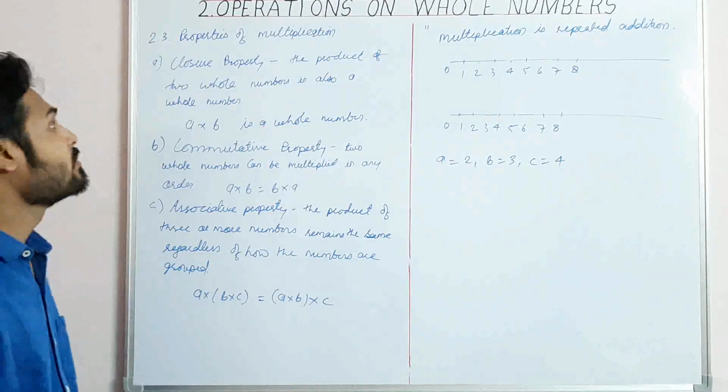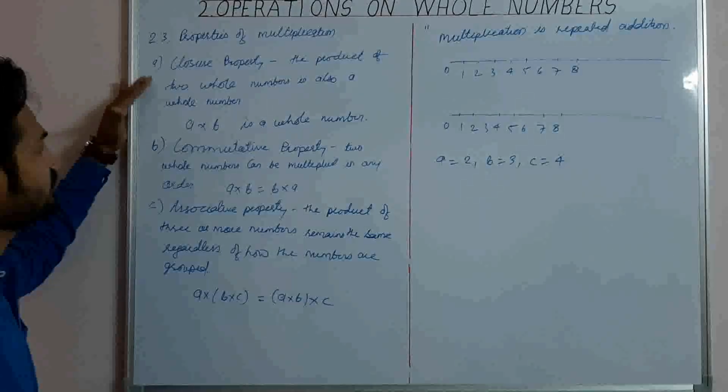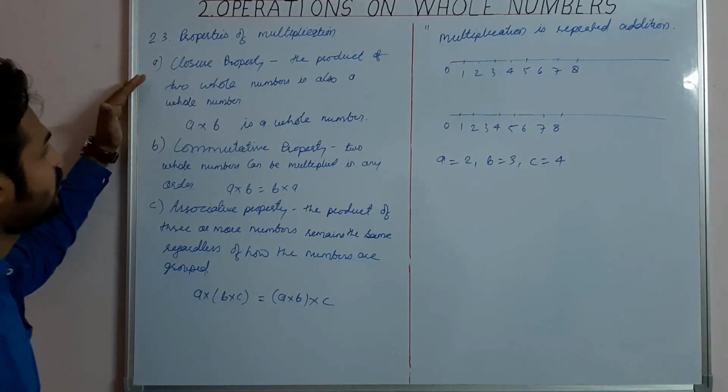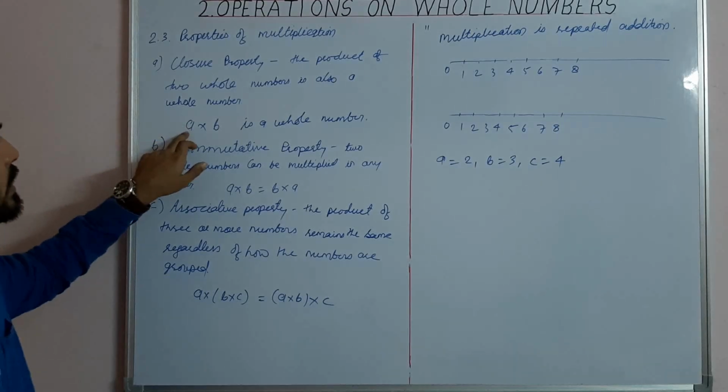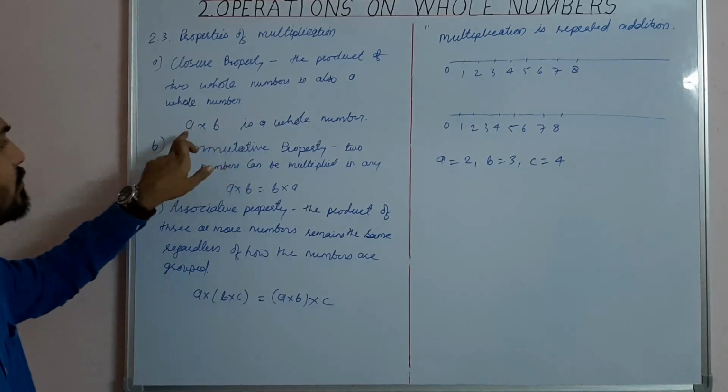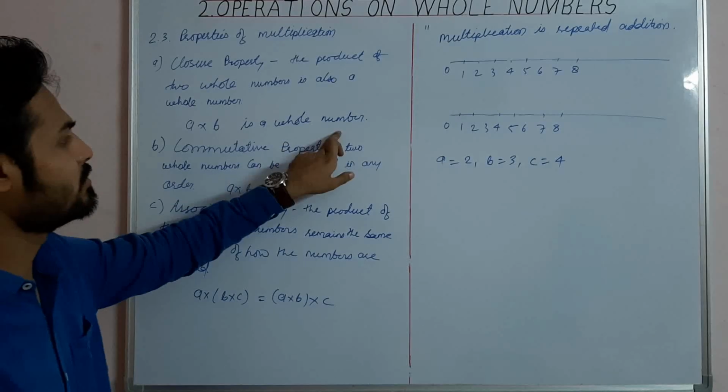Now we will see properties of multiplication. First is closure property. The product of two whole numbers is also a whole number. If a and b are two whole numbers, then product of a and b is also a whole number.